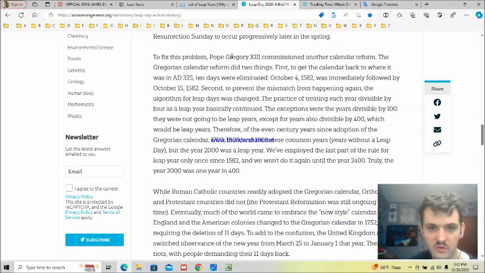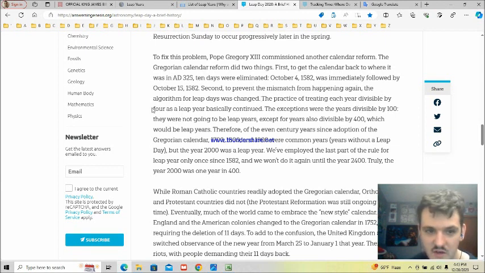To fix this problem, Pope Gregory XIII commissioned another calendar reform. The Gregorian calendar reformed two things. First, we had to get back to where the calendar was in AD 325, so 10 days were eliminated. October 4th, 1582 was followed by October 15th, 1582. Second, we have to prevent the mismatch from happening again. The leap year rule was changed.